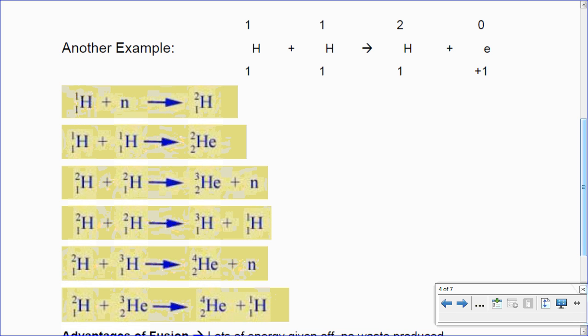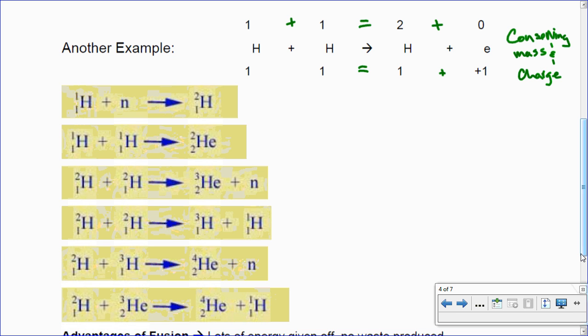Notice the masses are always equal. 1 plus 1 equals 2 plus 0. So the mass is equal, and the atomic numbers are always going to be equal. So we're always conserving mass and charge. Just because we're building things up doesn't mean we get to break the rules.